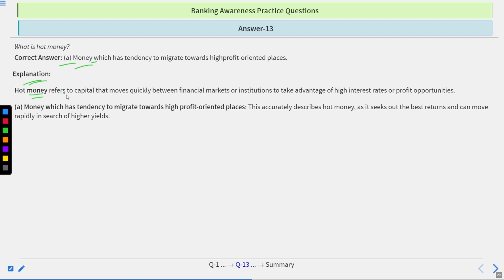Explanation. Hot money refers to capital that moves quickly between financial markets or institutions to take advantage of high interest rates or profit opportunities. Money which has tendency to migrate towards high profit oriented places accurately describes hot money as it seeks out the best returns and could move rapidly in search of higher yields.